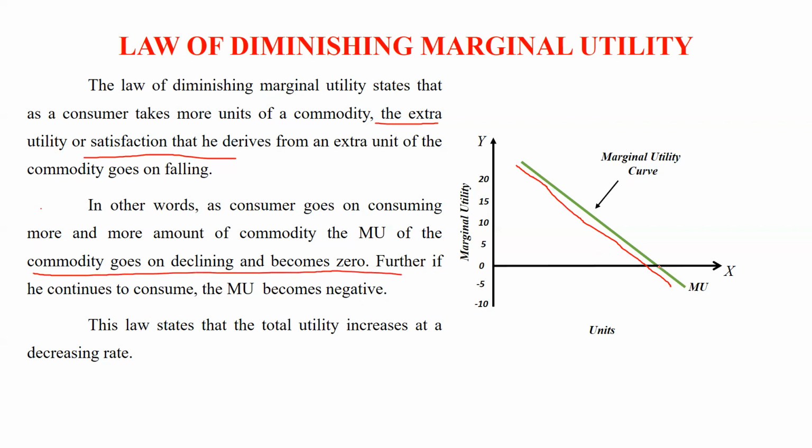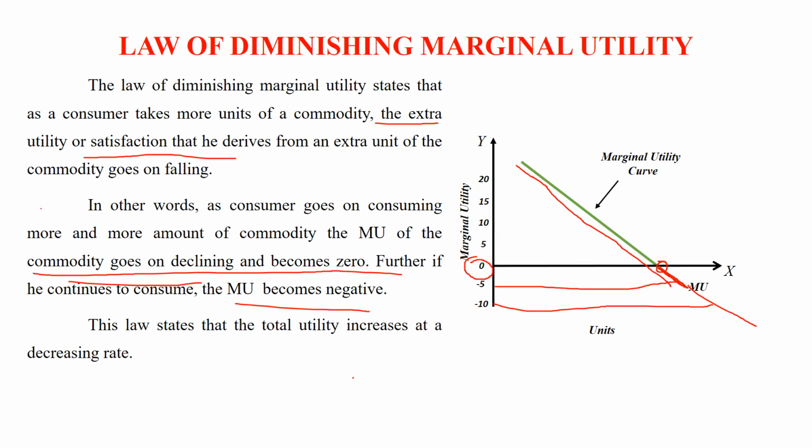You can see here, at this point, the satisfaction from the commodity is zero; marginal utility is zero at this point. After that, if he continues consuming, MU becomes negative. Now you can see below this, whatever the marginal utility is, we can see -5, and it is going beyond this. That could become -10 and so on. So that means the utility has become negative.